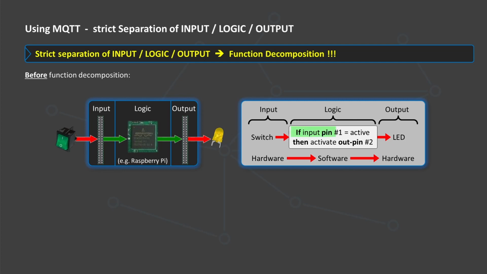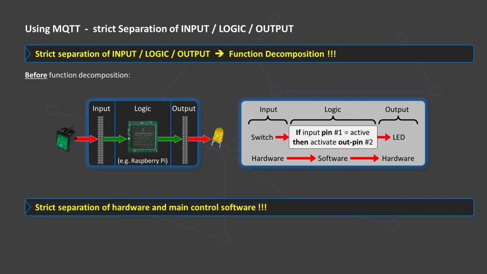If input pin number 1 is active, then activate output pin number 2. This is still a very simple if this then that logic, but the software code becomes relatively long and complex since all individual hardware specifications must be considered. In addition to that, all of the external interfaces to other components or modules must be defined and handled from within the main function program, for instance interfaces for logging or visualization.